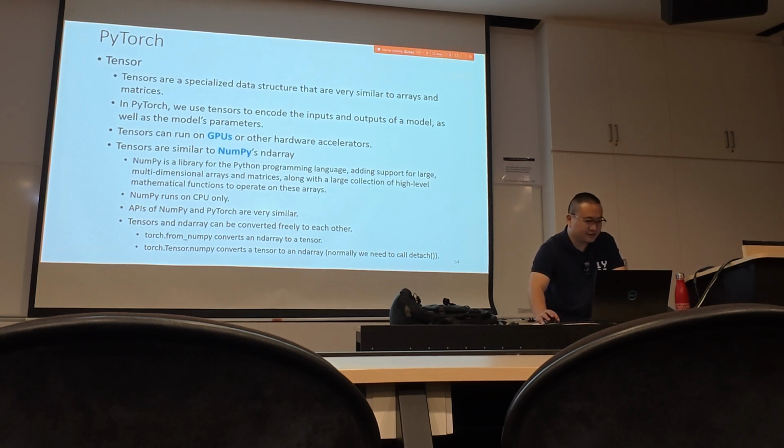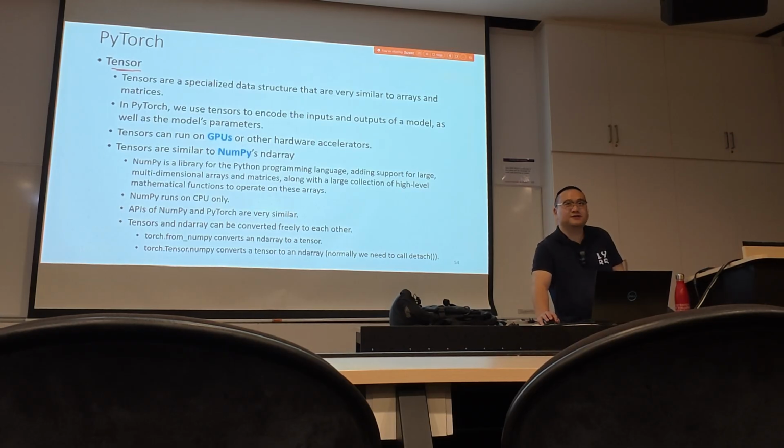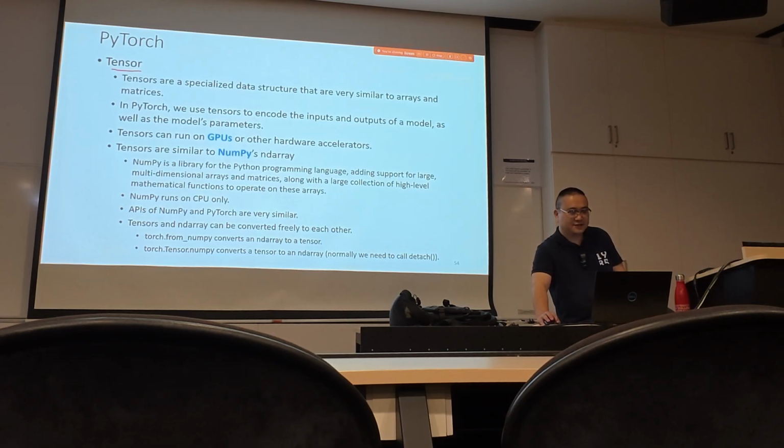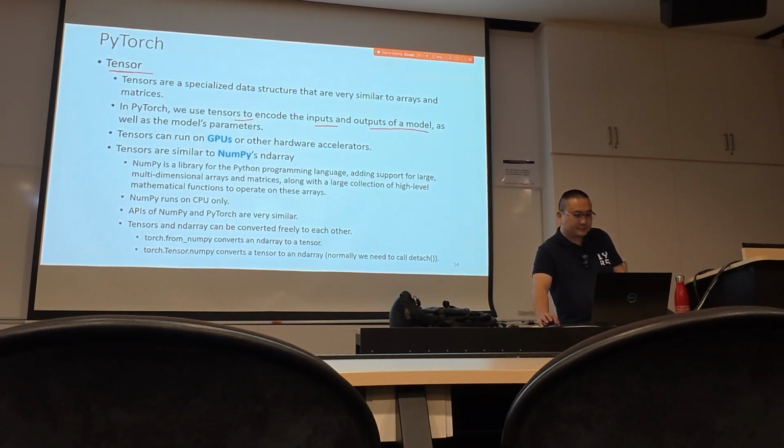Actually, tensor is a physics term, so we don't dive into the very details of the tensor. You can just simply consider a tensor as a high dimensional extension of a matrix. And then in PyTorch, we use tensors to encode the inputs and outputs of a model. So the inputs and outputs will be stored in tensors. So this is the data structure in PyTorch. And also the model parameters are stored using the tensor data structure.